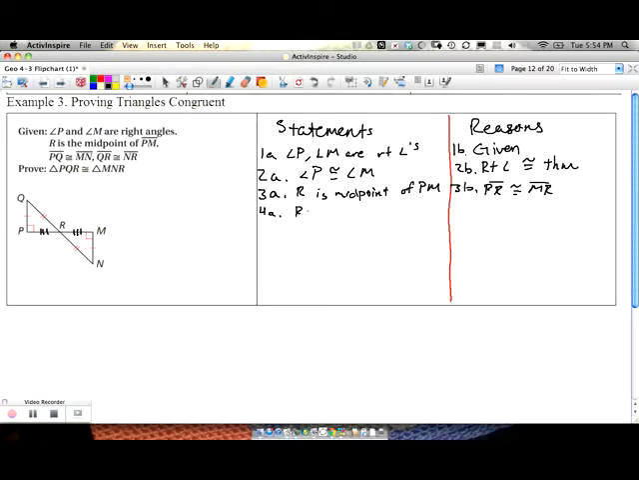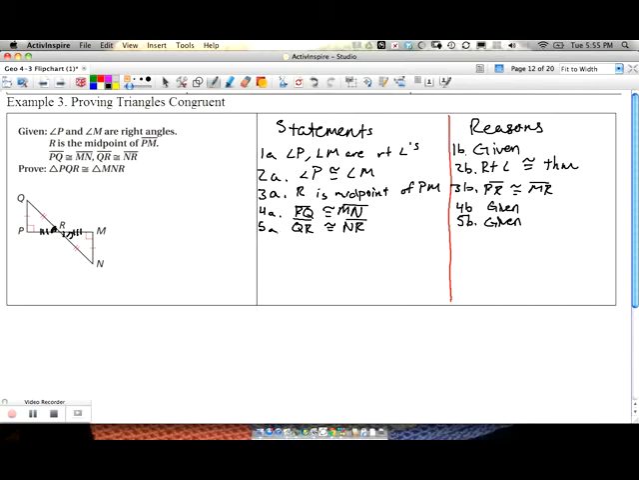Let's do the other givens now. So I got PQ is congruent to, what is this, MN? And then we also have QR is congruent to NR. And both of those are just given. So 4B is given, 5B is given. But there's one more. And it's the last angle. It's this angle here.